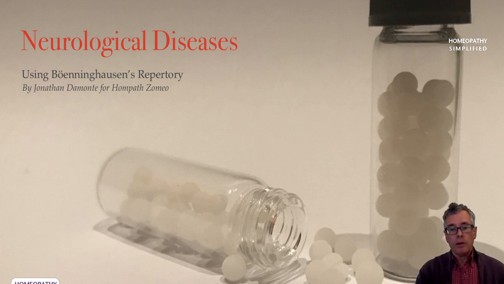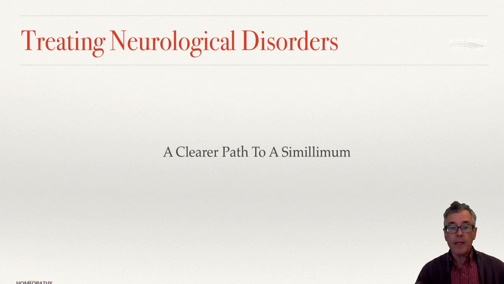So this lecture was about using Böenninghausen's Repertory to treat neurological diseases. I announced it as a clearer path to the simillimum. And the point was to show how adaptive Böenninghausen's Repertory is to such complex disorders as neurological disorders.